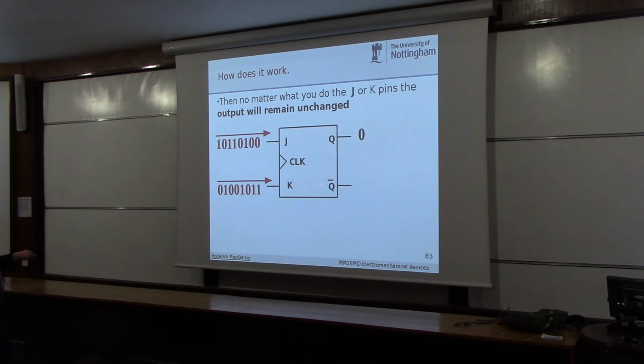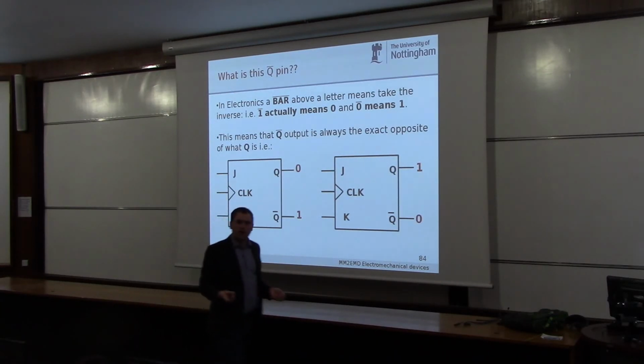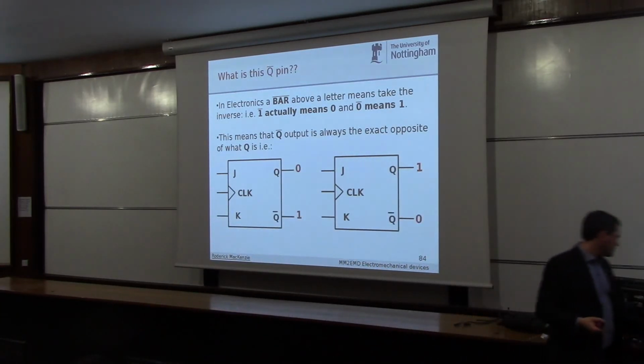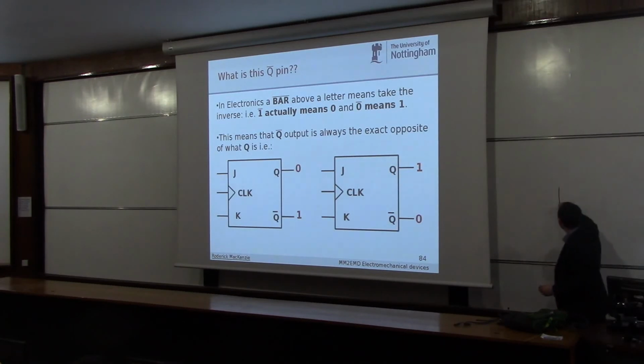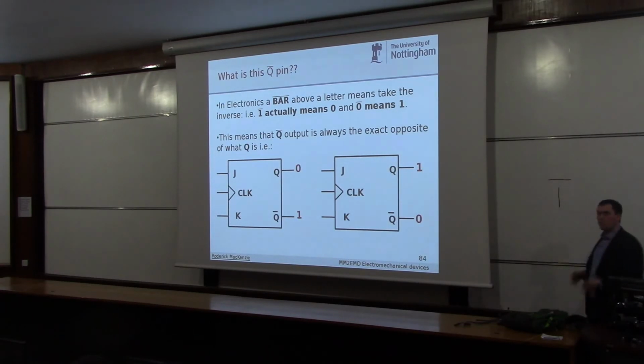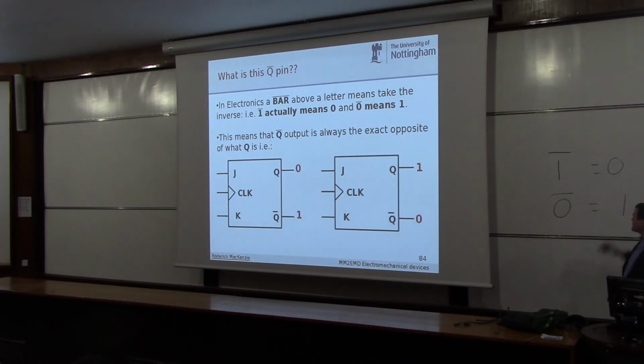So what is this Q bar pin? What does this mean? So in digital electronics, a bar means the opposite of, okay? So if I write 1, that means 1, quite clearly, okay? But what's the opposite of 1? So if I write 1 bar, what's the opposite of 1? 0, okay? So if I write 0, what's the opposite of 0? 1. Okay, so bar means the opposite of, always the opposite of, okay? So it's just a notation for meaning the opposite of. And we'll cover some of this more in the examples classes.